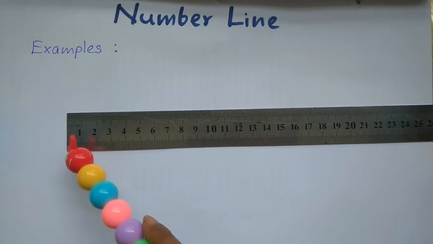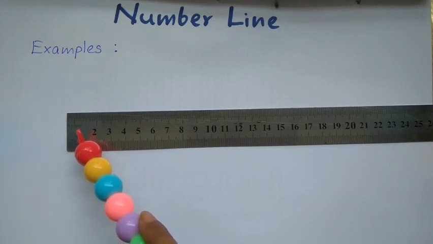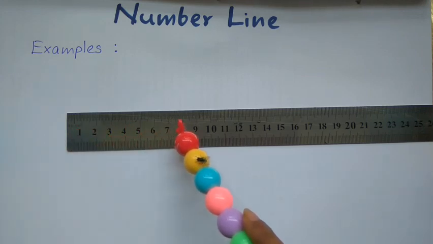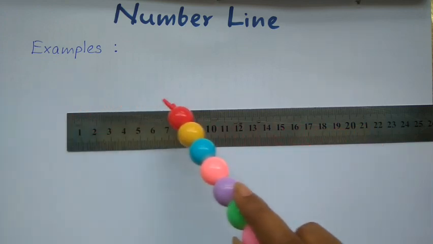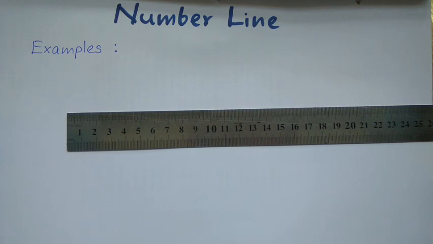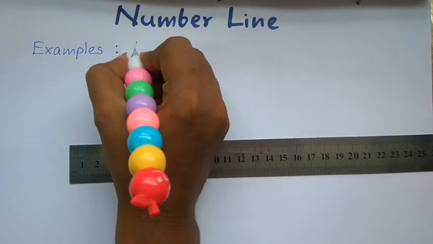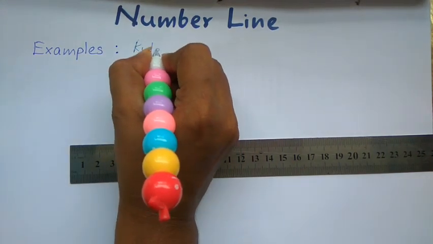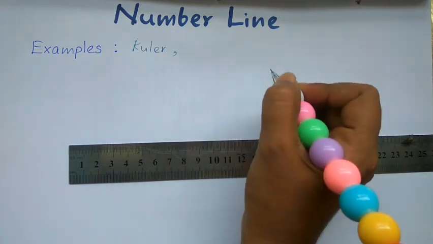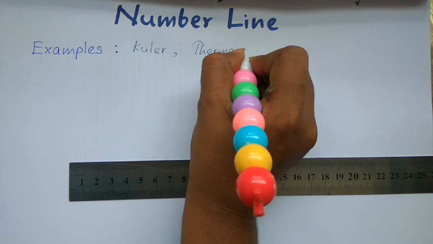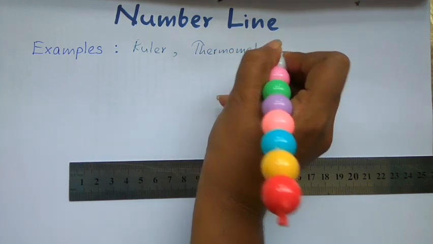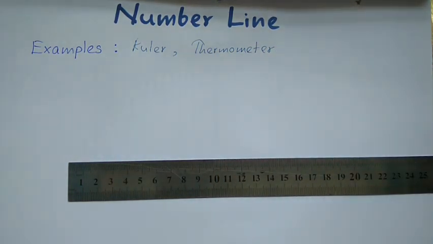On the ruler, you can see numbers 1, 2, 3, 4, 5 like this. All those numbers are marked on this line. So, a ruler is a good example of a number line. There is another example you know, the thermometer. On the thermometer also you can see a number line.